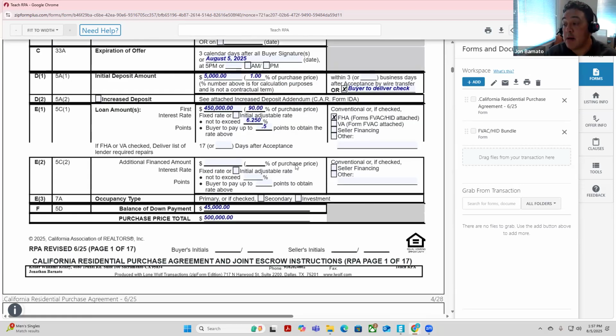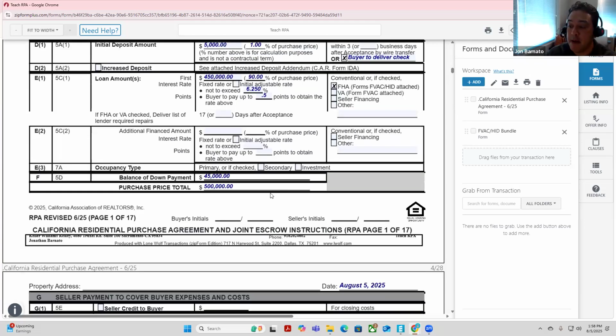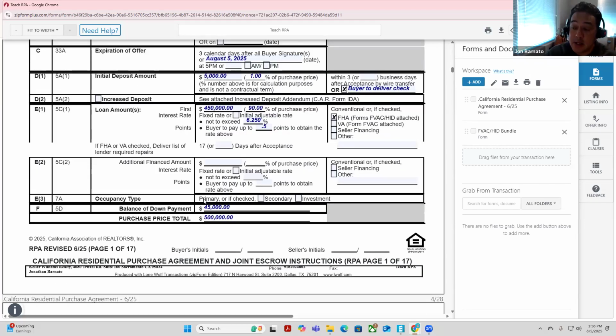All right. Additional financing amount. You should not be doing additional financing. There used to be a lot of this in the past, but when we did the Great Recession and reforms were made, this went away a lot. You'll see this more in commercial, but you should not be doing another second unless it's a weird situation like down payment assistance or something like that. You can see the tier: check primary, secondary, or investment.